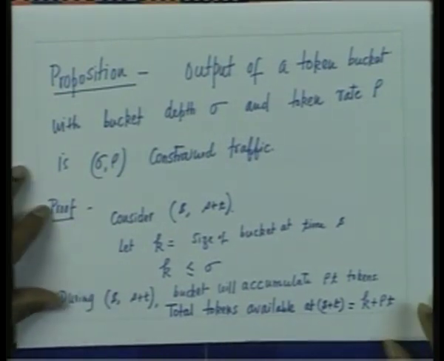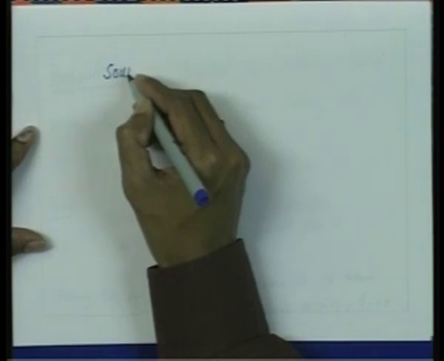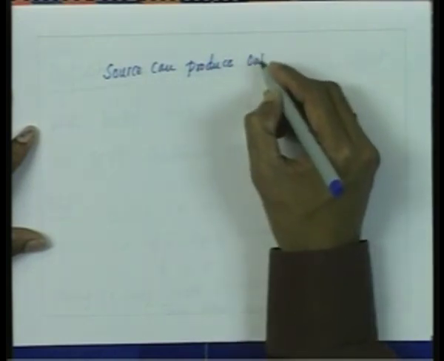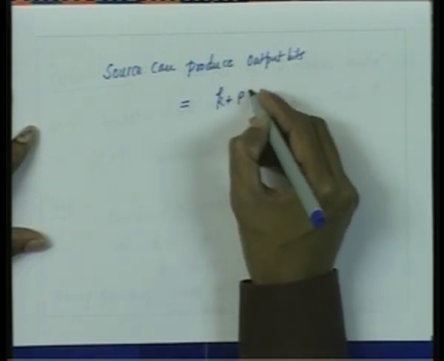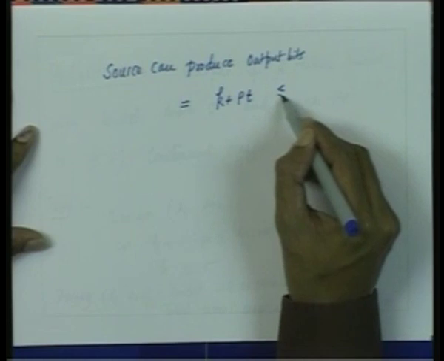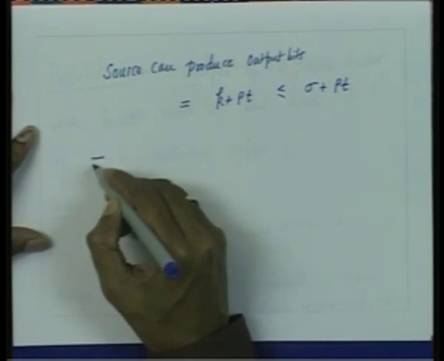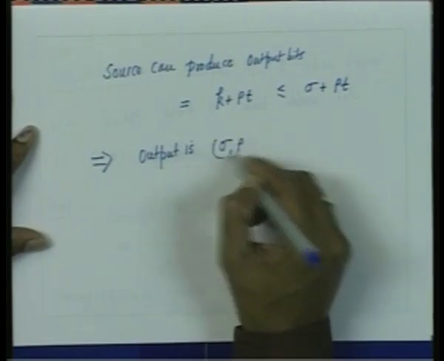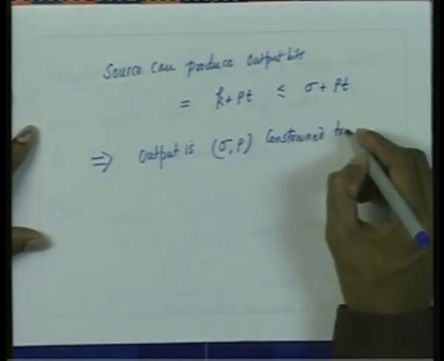Okay. Now these are the total tokens available, and therefore during this interval the source can produce output bits, which is equal to K plus rho t, and this will be less than or equal to sigma plus rho t, and therefore we can say that the output is sigma rho constrained traffic.